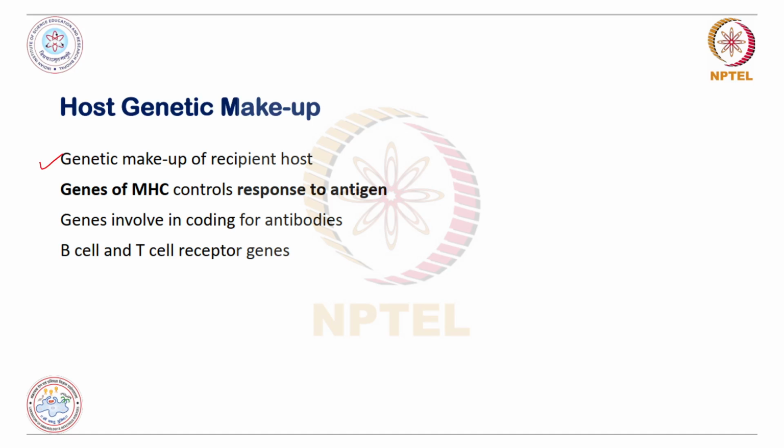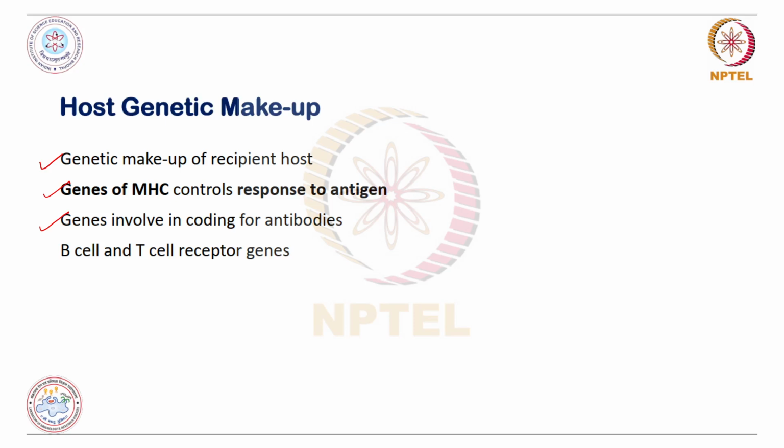The genetic makeup of the recipient host and the genes of MHC control the response to antigens. MHC genes are central to immune recognition, and MHC molecules present antigenic peptides to T cells. The polymorphic nature of MHC will determine which peptides can be presented. Some individuals may not respond to certain antigens simply because their MHC does not bind those peptides efficiently. The next property is genes involved in coding for antibodies.